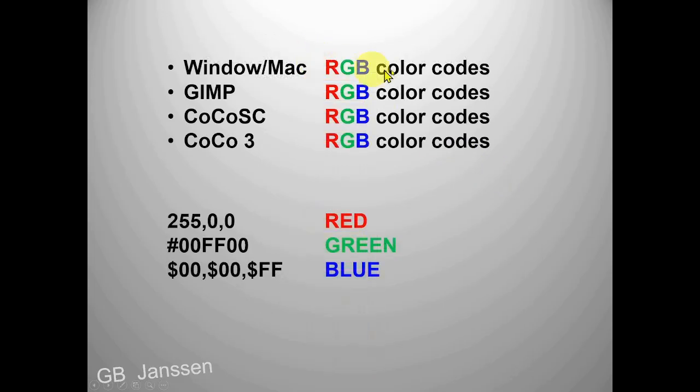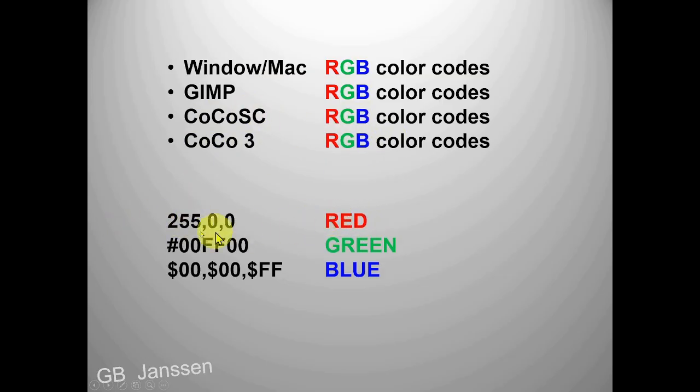Okay, we're going to look at the RGB color codes for Windows and Mac, for GIMP, CoCoSC, and CoCo 3. Okay, in theory, they all use the same codes. CoCo 3 indirectly uses the same codes. CoCoSC will convert those codes into the 0 through 63 that we use, but in a sense, it's a derivative of what the other ones use.